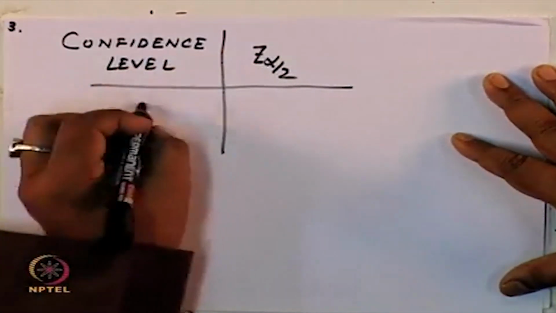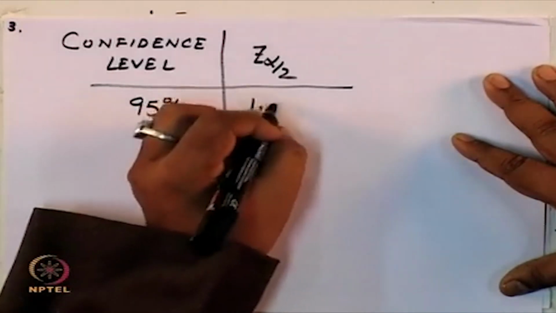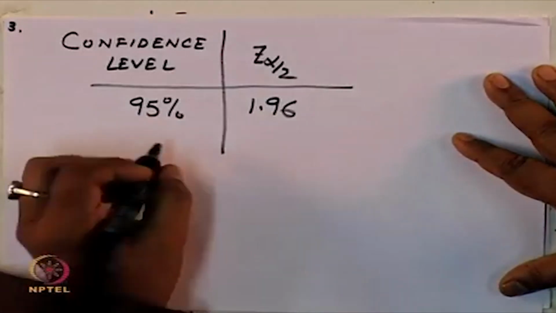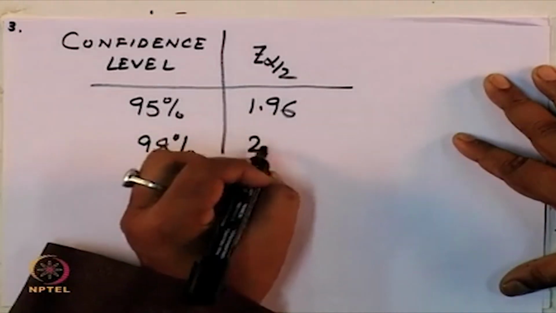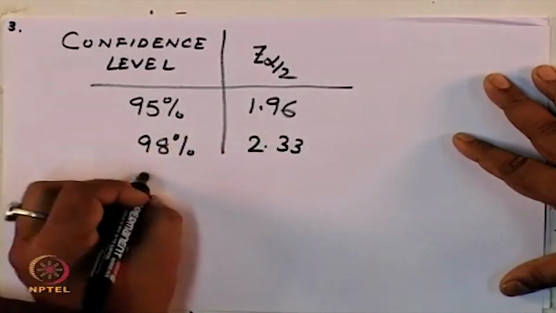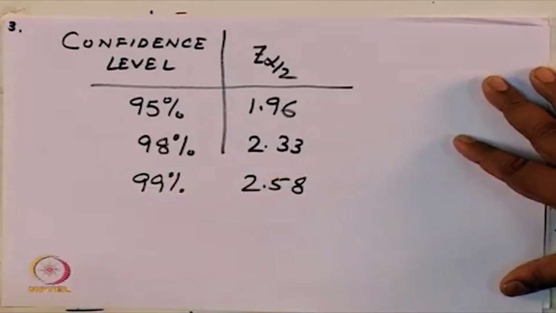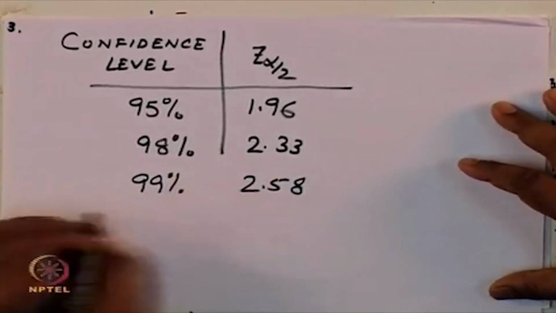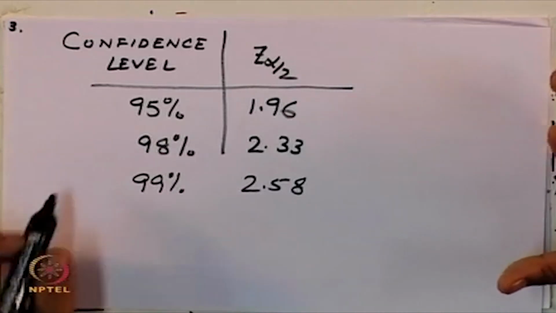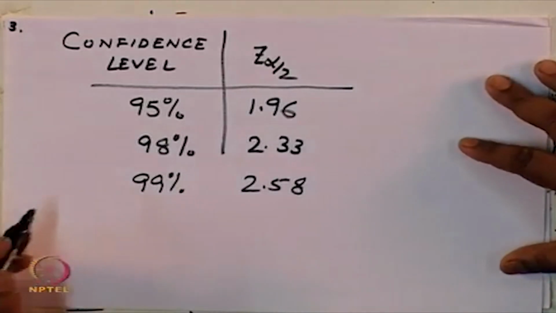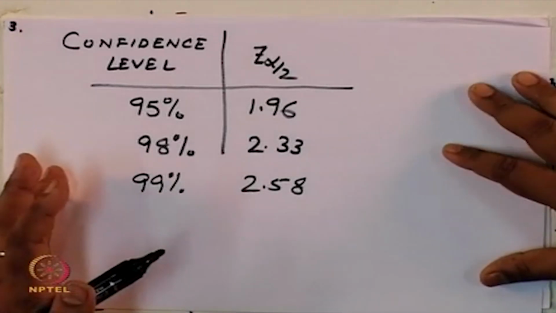For 95% confidence interval, this value is 1.96. For 98%, this value is 2.33, and for 99%, this value is 2.58. Now, this is a two-sided, two-tailed confidence interval, right? You have a lower bound and an upper bound. You can also find out just a lower bound or just an upper bound.